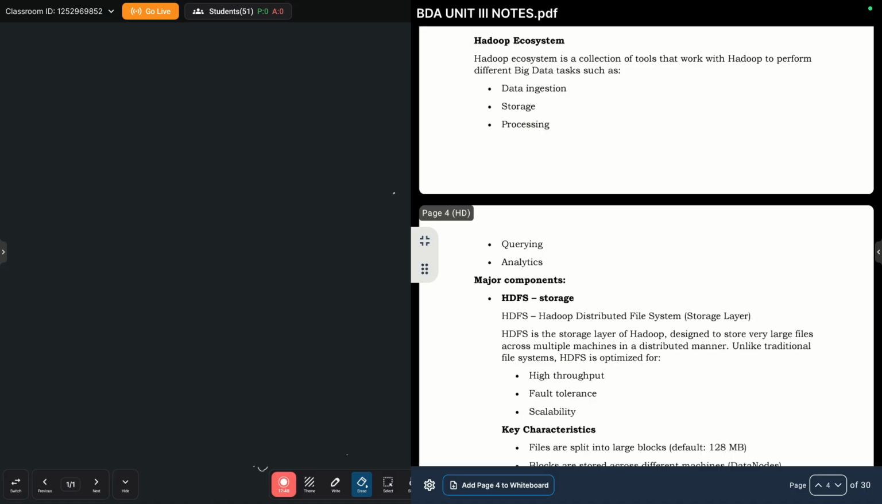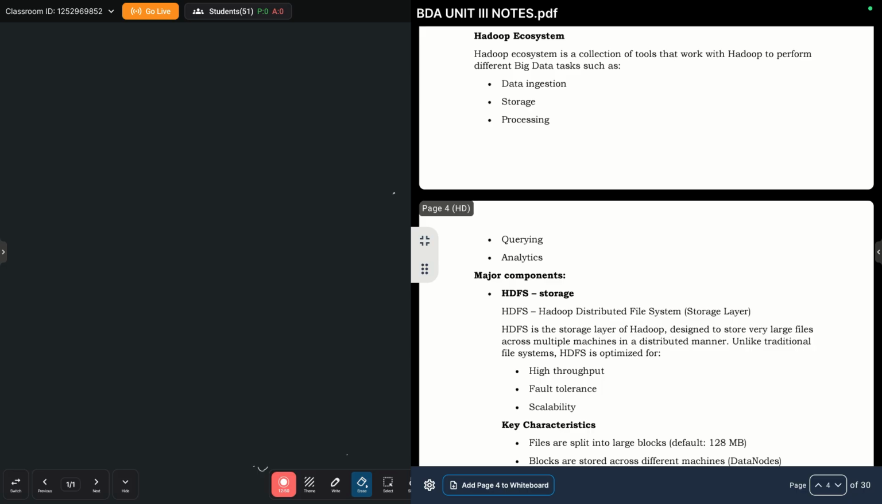The first one is data ingestion tools. So what is the meaning of data ingestion? Right, inserting data into Hadoop, HDFS. Okay, data ingestion tools. Next, storage.